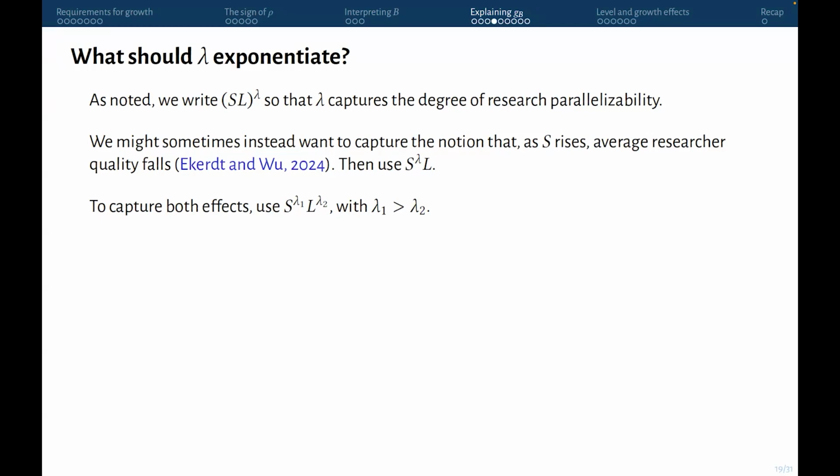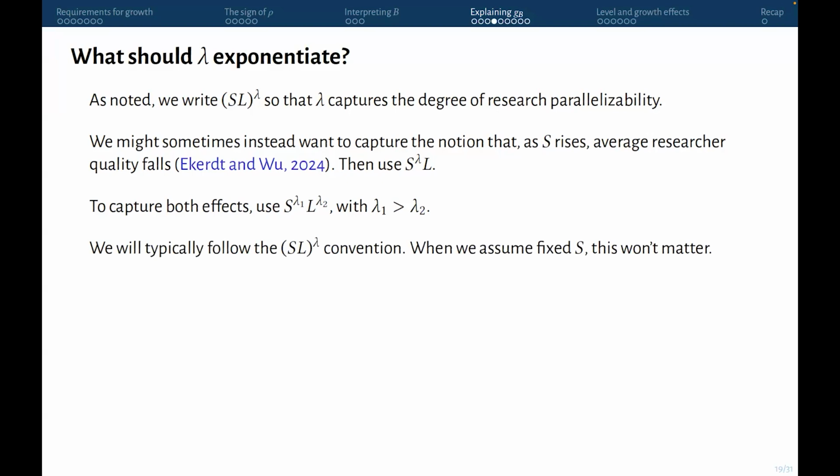And if you want to capture both of these effects, that's fine. Obviously, you can put both exponents on there. This is backwards. Lambda 1 should be less than lambda 2, because the effects are multiplying each other. For now we'll typically just follow the standard convention. And this won't matter if we're just going to assume a fixed S, which we'll also do sometimes.